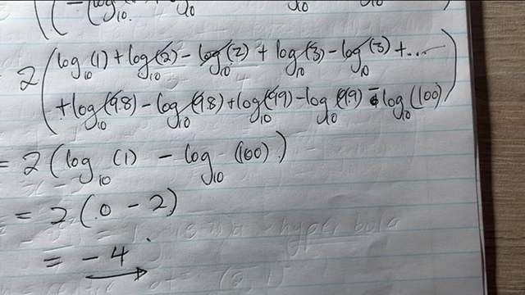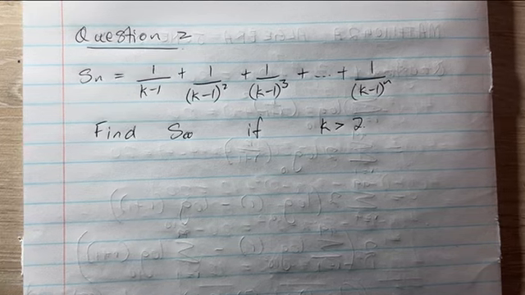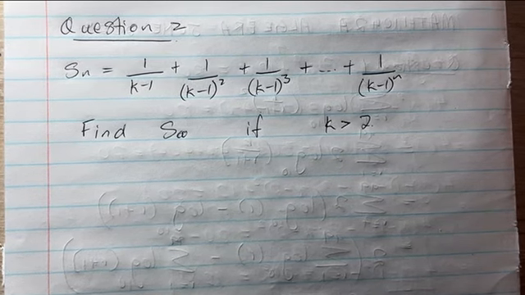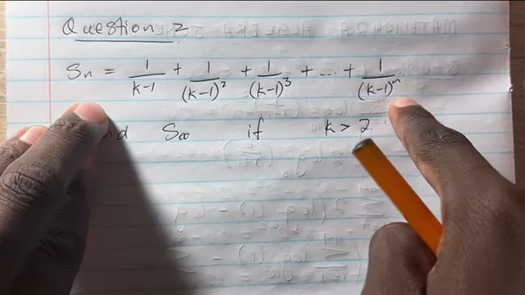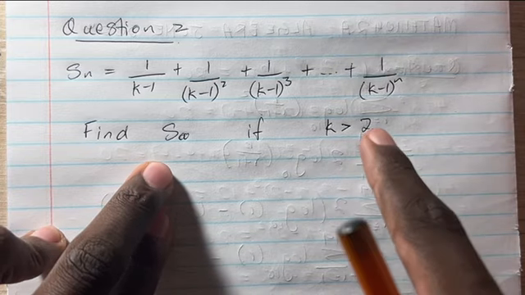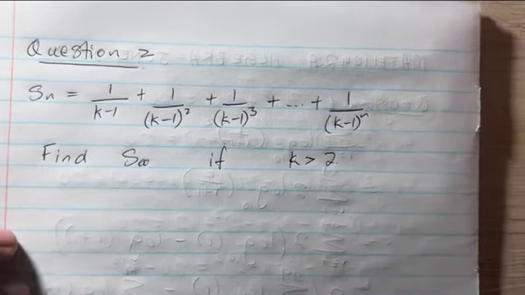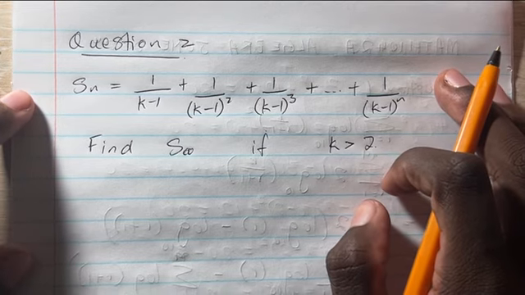Right, let's go to the next question. This is question 2. Question 2 is asking us to find the sum to infinity of this. They told us that k is greater than 2, but they're not telling us the value of k, so you might have to find the value of the sum to infinity in terms of k.